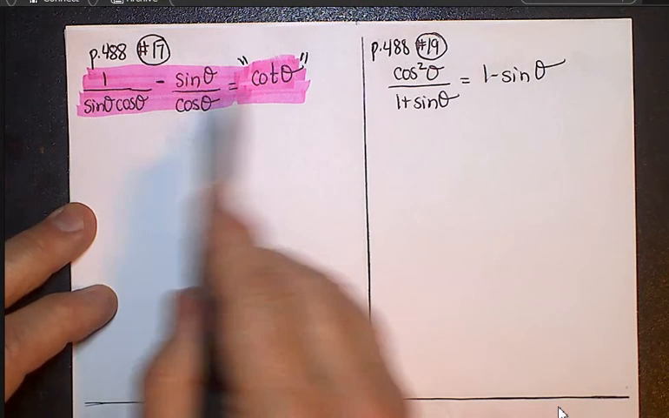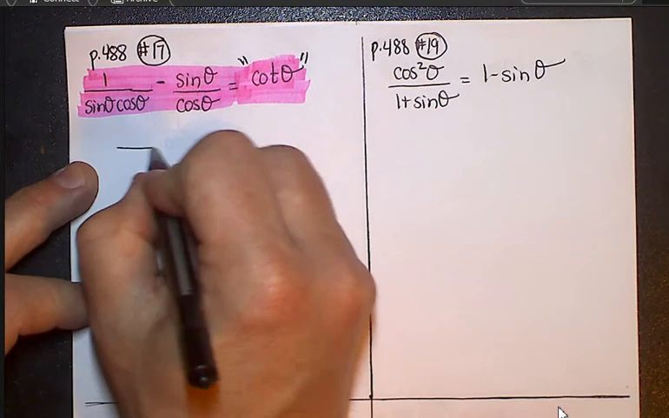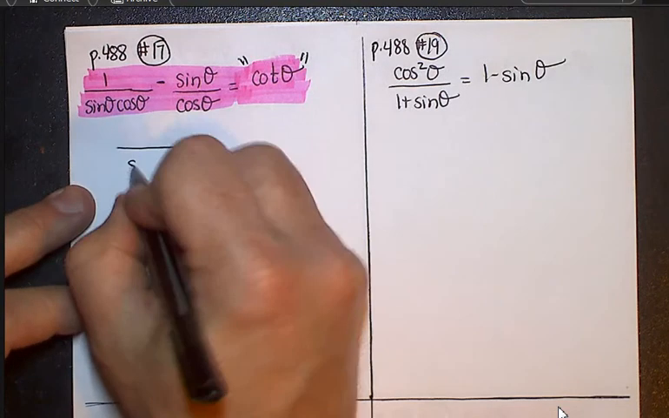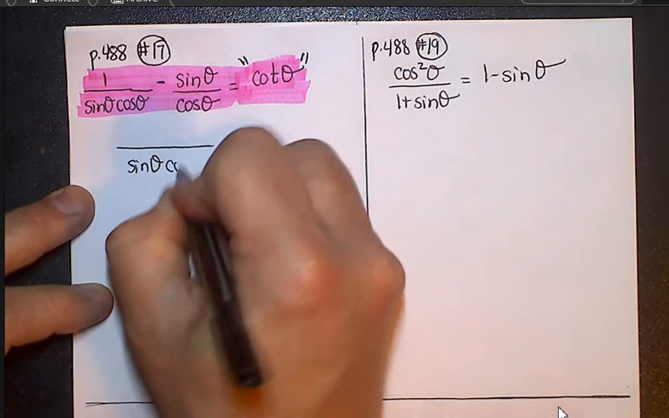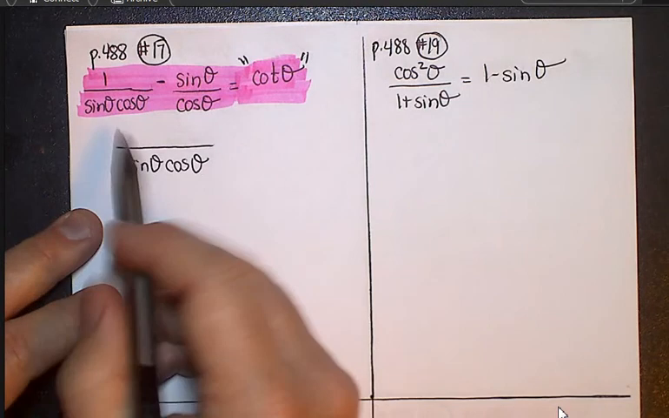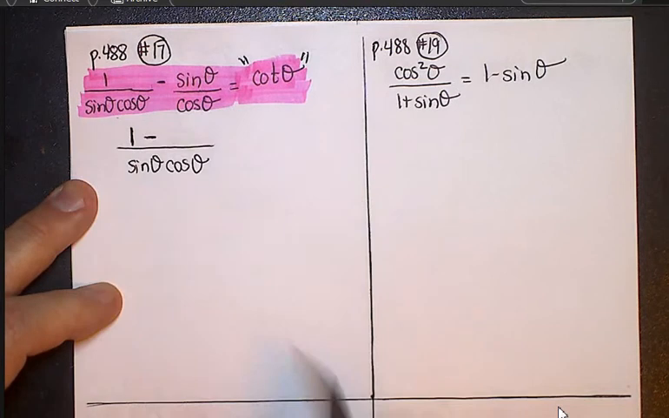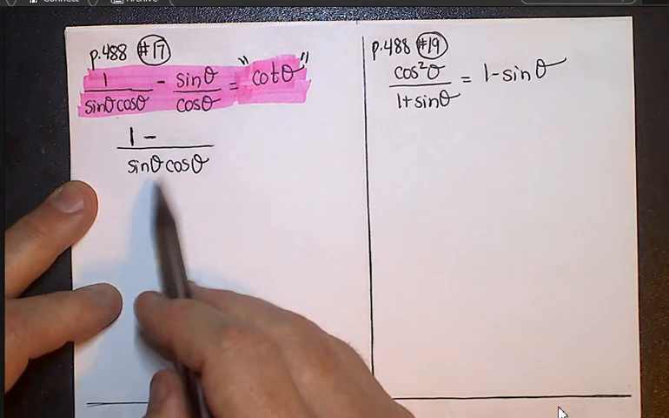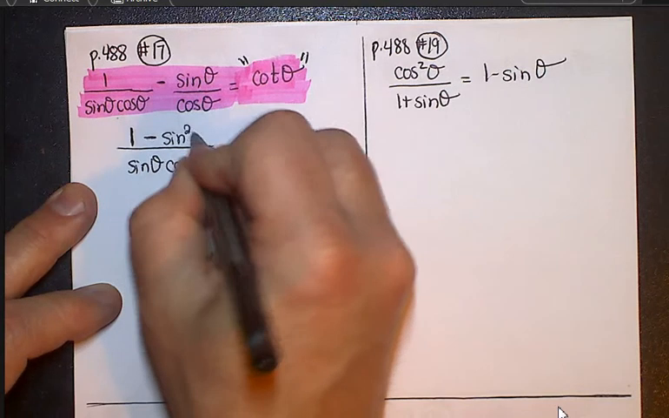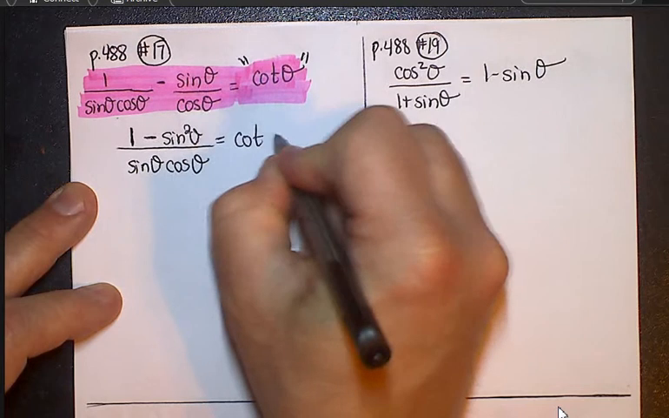So I'm going to actually do that subtraction. To do the subtraction, we need to put those 2 fractions together by coming up with a common denominator, and that common denominator is going to be sine of theta times cosine of theta. And notice that this denominator didn't change, so its numerator is going to stay the same. This denominator was multiplied by sine, so I have to multiply the top by sine, giving me sine squared theta. And all that's supposed to equal cotangent of theta.